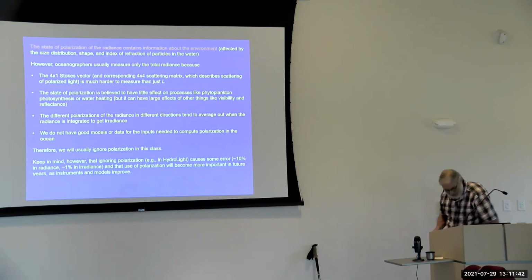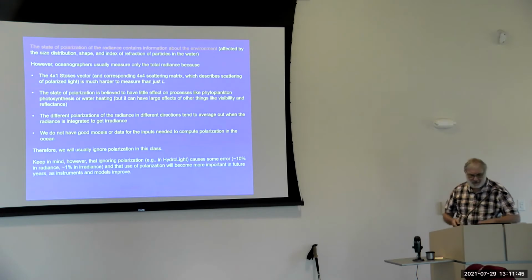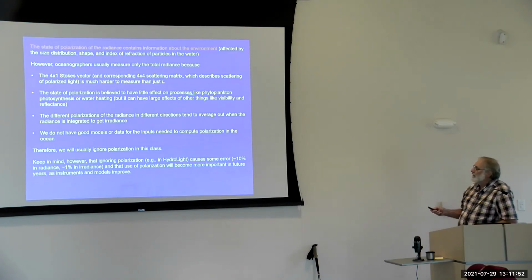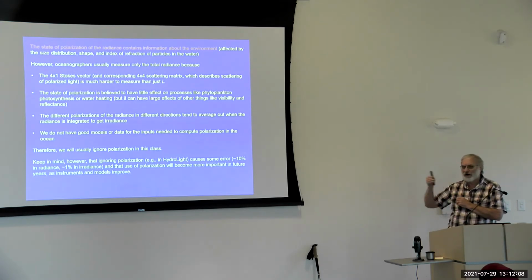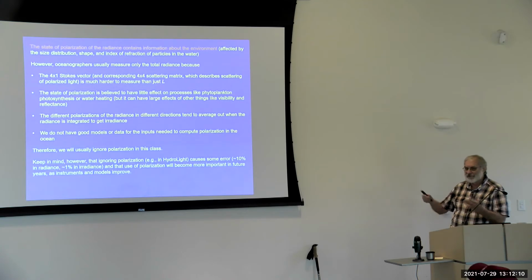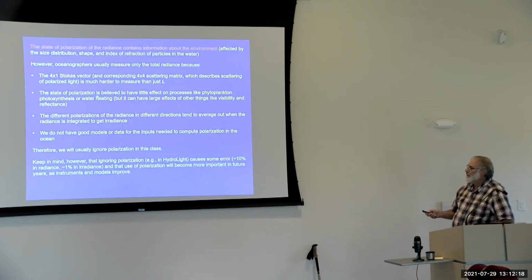And the reason oceanographers can get away with not dealing with polarization underwater most of the time is that for things like phytoplankton photosynthesis or the heating of water, the state of polarization of the light doesn't really matter. If you're a phytoplankton and some light comes along, you grab it, you photosynthesize, you're happy. And you don't care if the light was polarized this way or that way. Likewise, if you're a water molecule, all you care about is I grab some energy, I heat up, I'm happy. So we don't really need to keep track of the polarization.